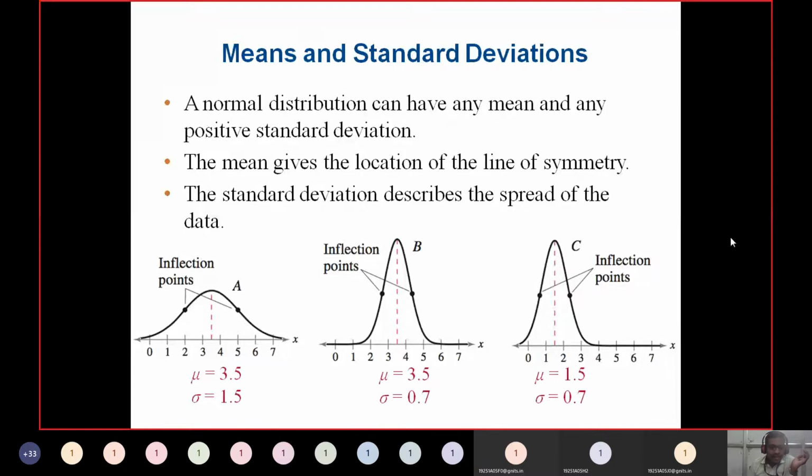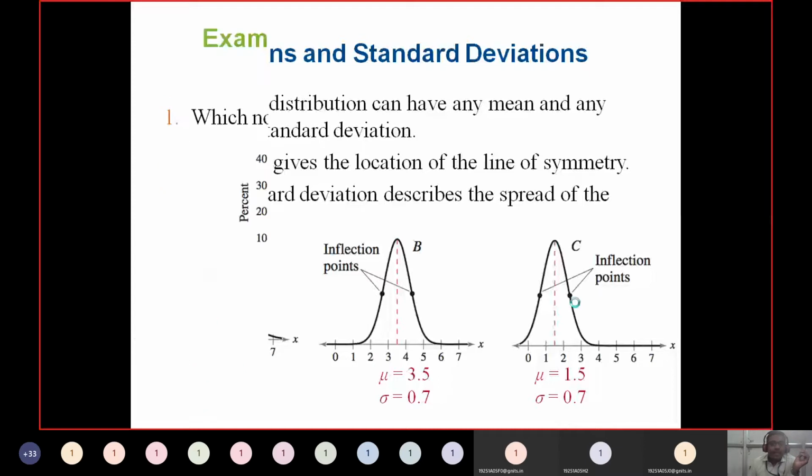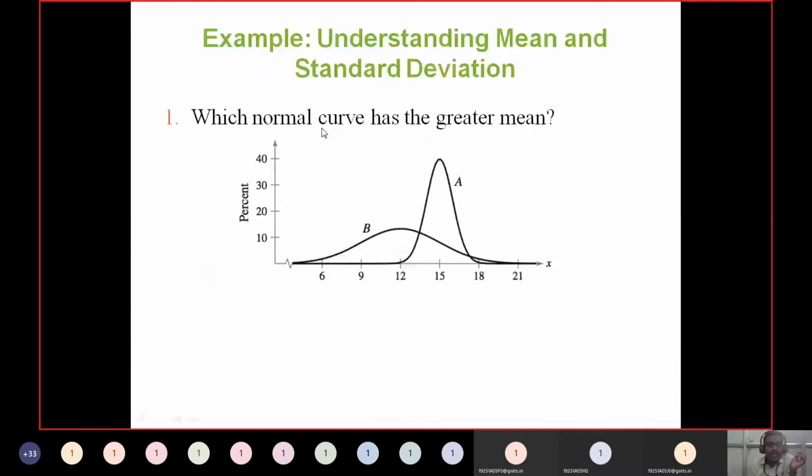This one has mean at 3.5, standard deviation 1.5. Mean at 3.5, standard deviation 0.7. See, the lesser the standard deviation, the more the height of the curve. Mean at 1.5, standard deviation 0.7. These are the points of inflection. Can you tell me which normal curve has a greater mean?